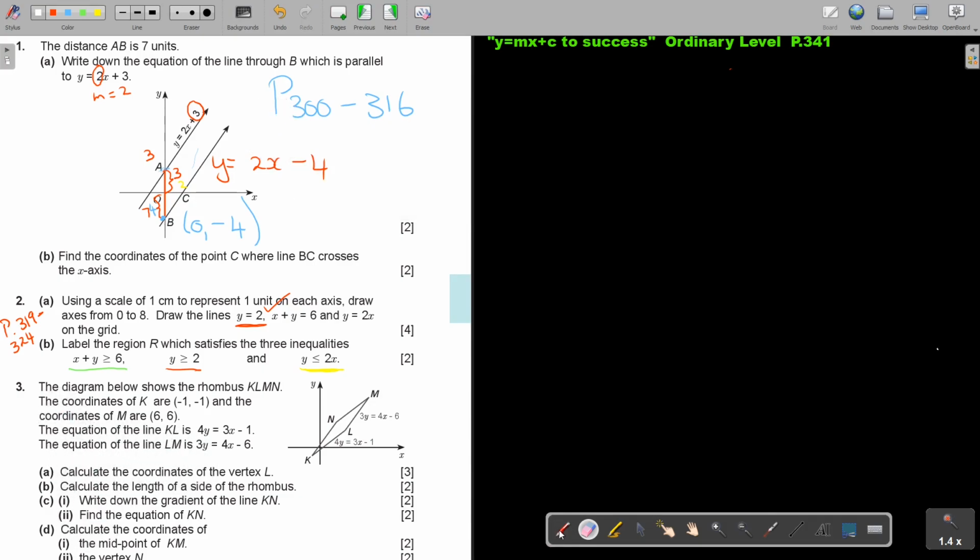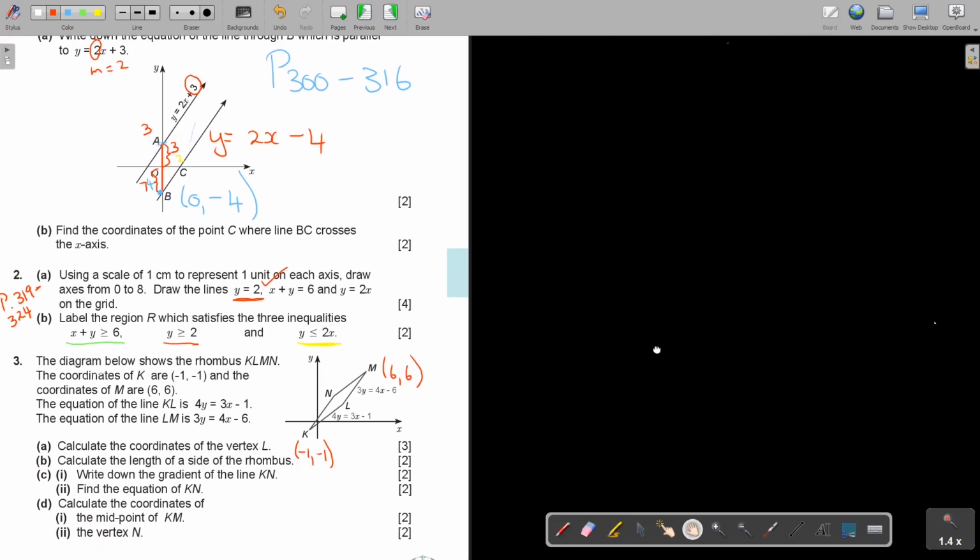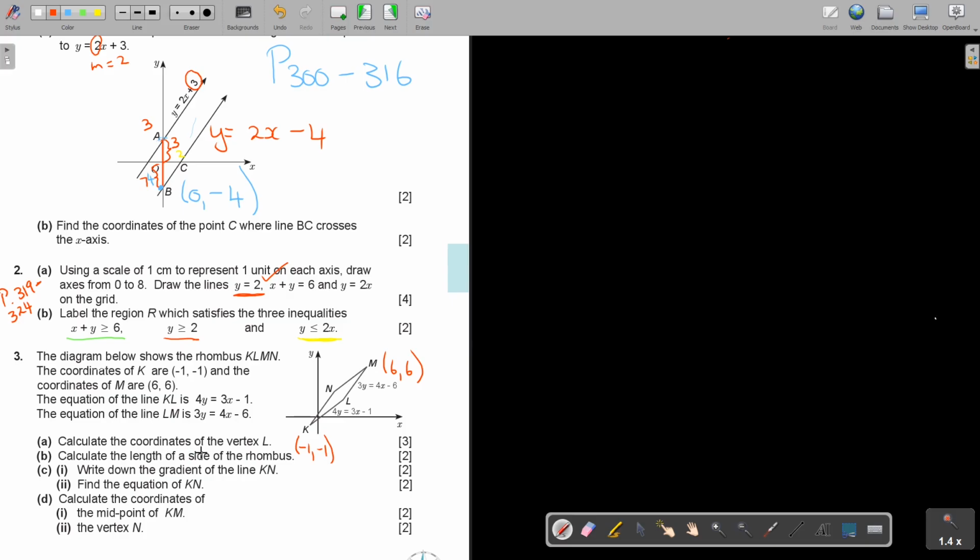Okay. So if I look at this one, the diagram below shows the rhombus. Okay, this is the rhombus. The coordinates of K. Now, I think it's best if you go and write it in on your sketch. So, this is K. It's -1 and -1. And the coordinates of M is 6, 6. Okay, and that's all they gave you. And then they gave you that line and that line. So, the equation they gave you of KL, there is KL. They gave you also LM. And now I'm going up. And they say, calculate the coordinates of point L.